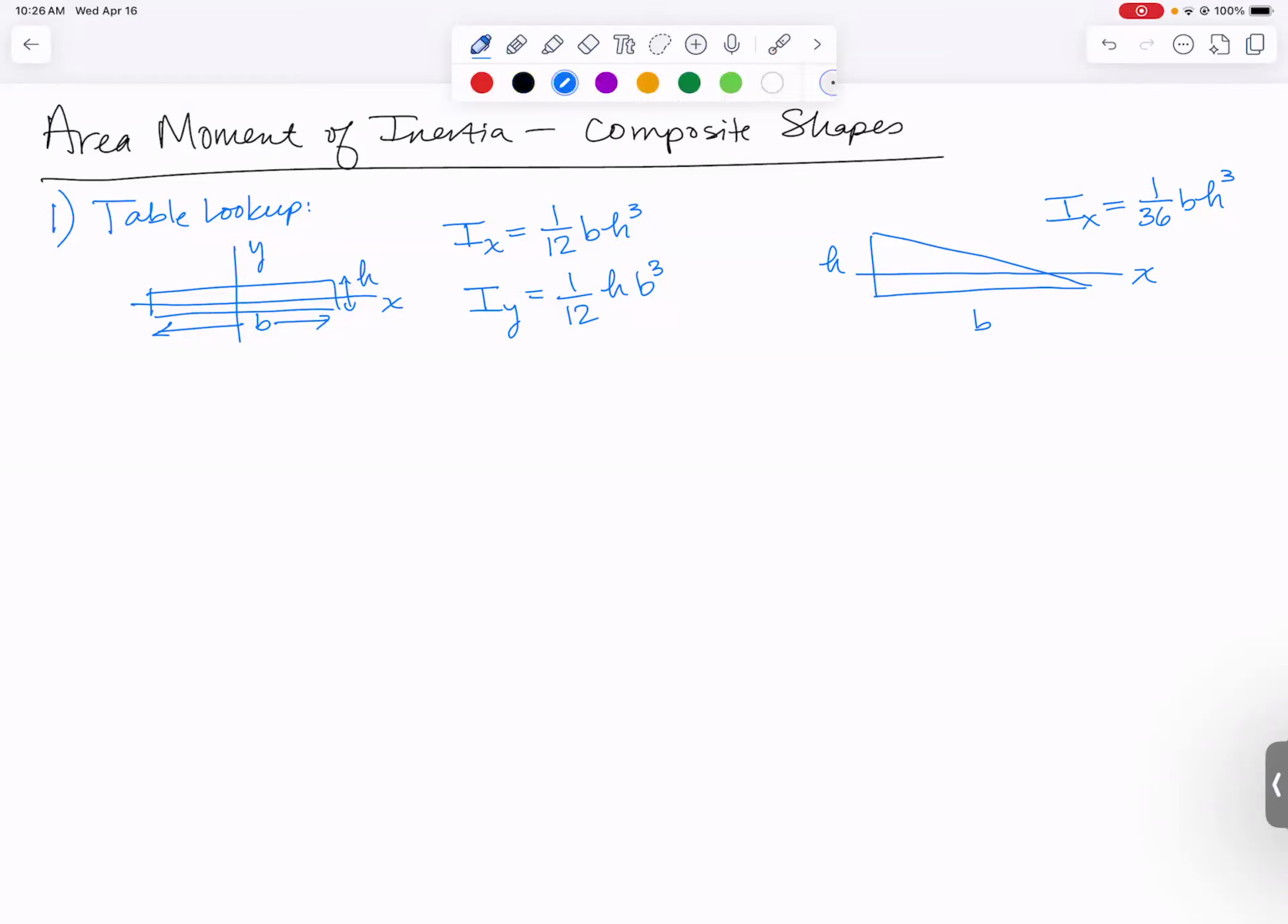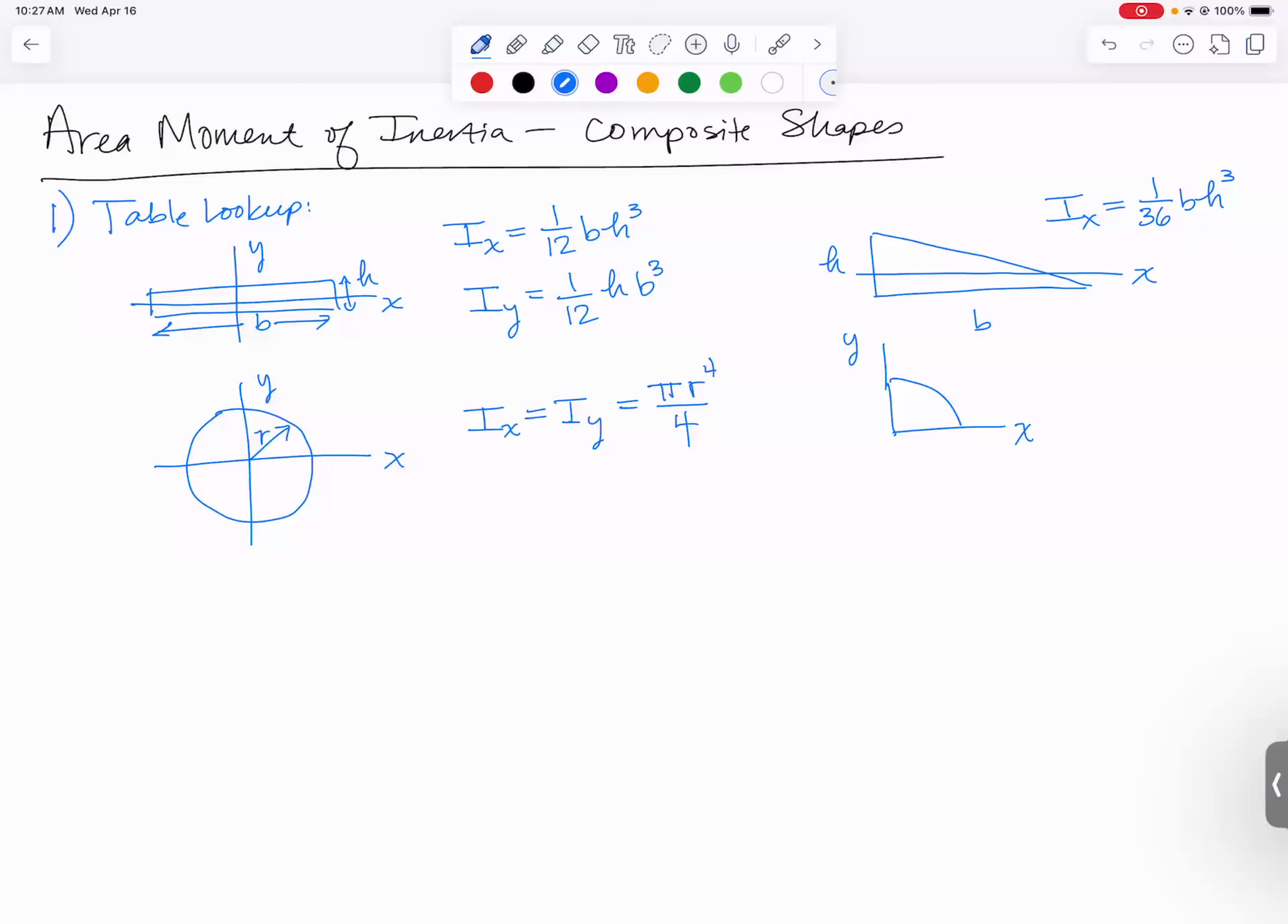The other really common shapes that we're going to use in class that are on your equation sheet for the final include a circle. A circle has an x-axis and a y-axis through the middle. And the moment of inertia about that x-axis is exactly the same as about the y-axis. It's equal to pi r to the 4th over 4. Might not be surprising that the radius of the circle shows up in there. And the last one is, what if you had a quarter circle?